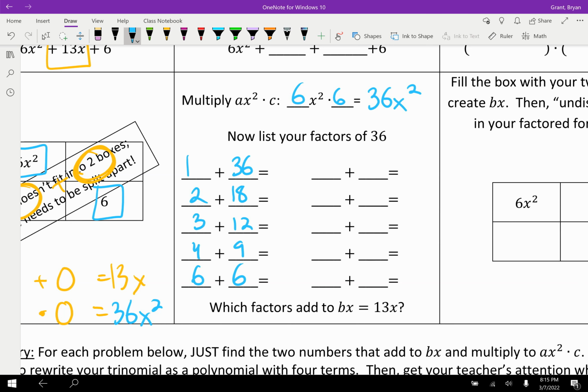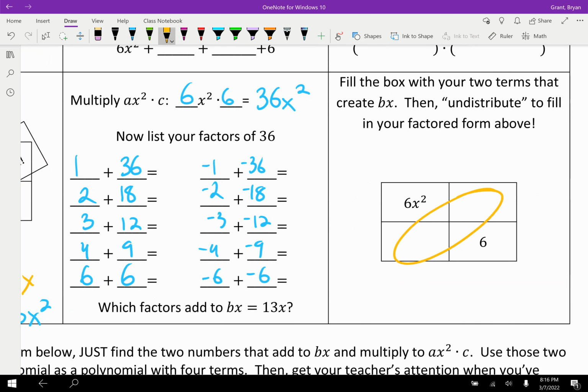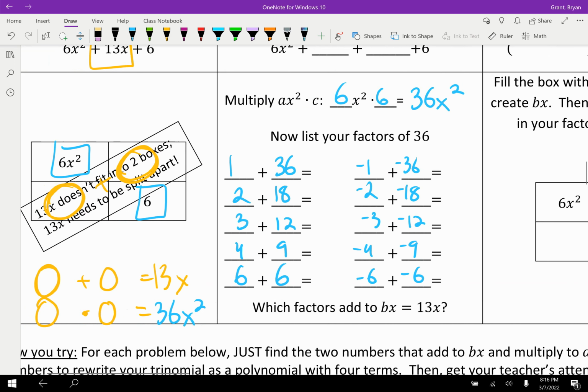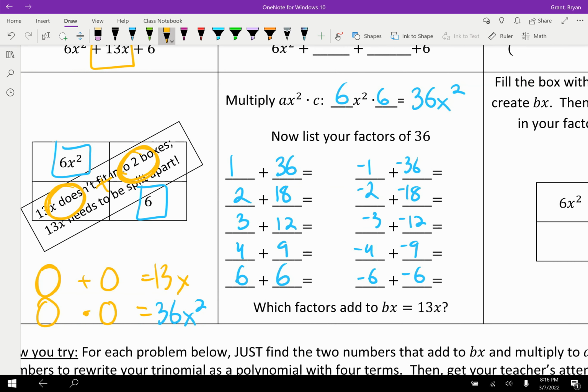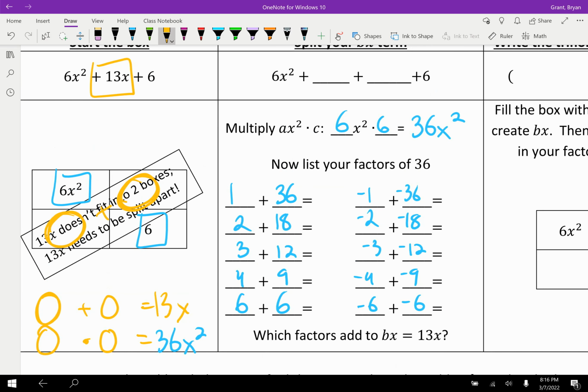Okay. However, there's a second set of factors. -1 and -36, -2, -18, -3, -12, and so on and so forth. Those are the 10 possibilities that are going to go in the other two diagonals. How do we know which one it is if there's 10 possibilities? Well, don't forget, we are splitting up 13x. So which of these adds to equal positive 13?